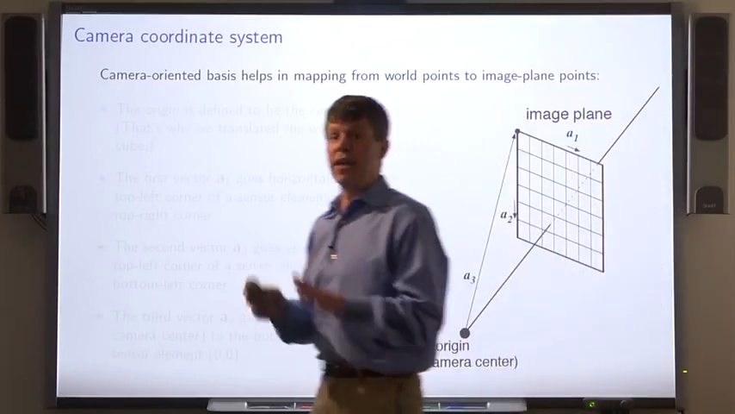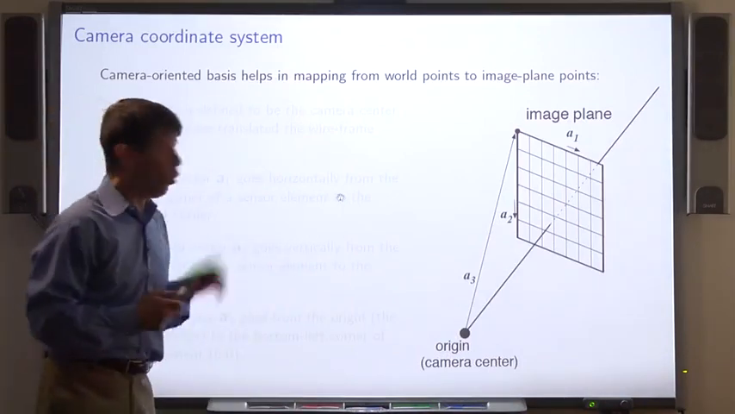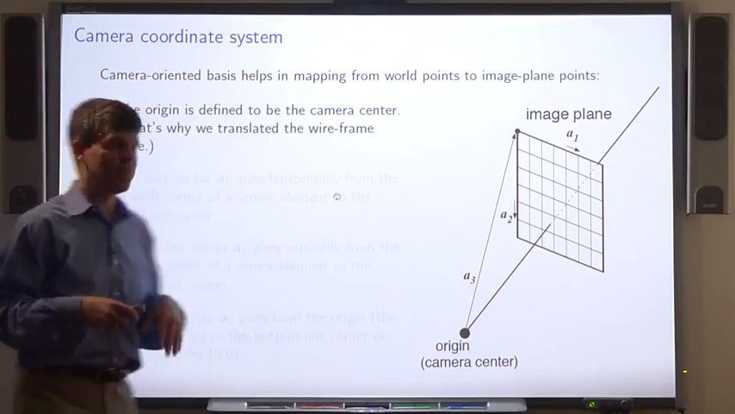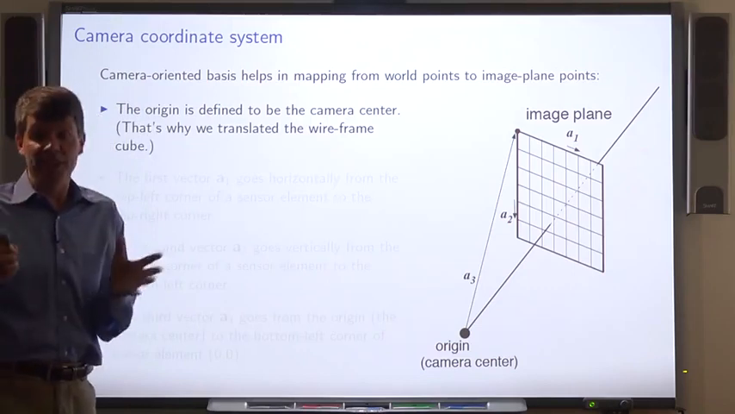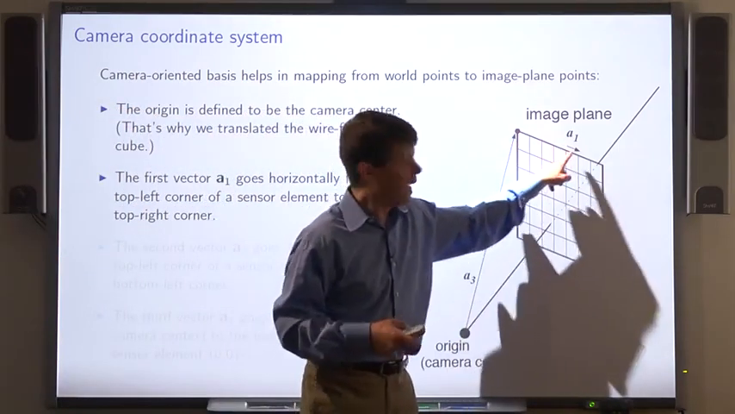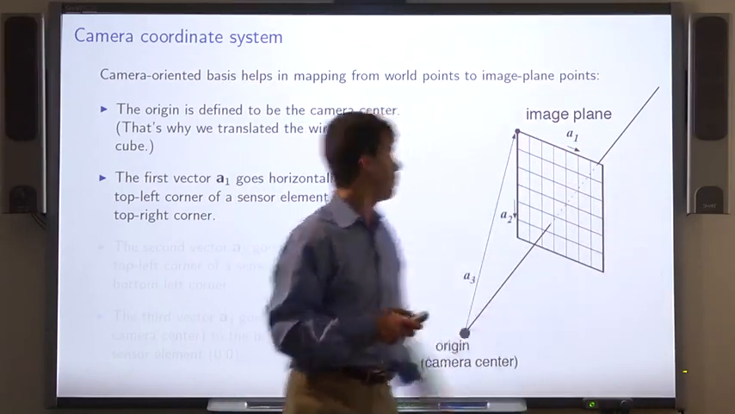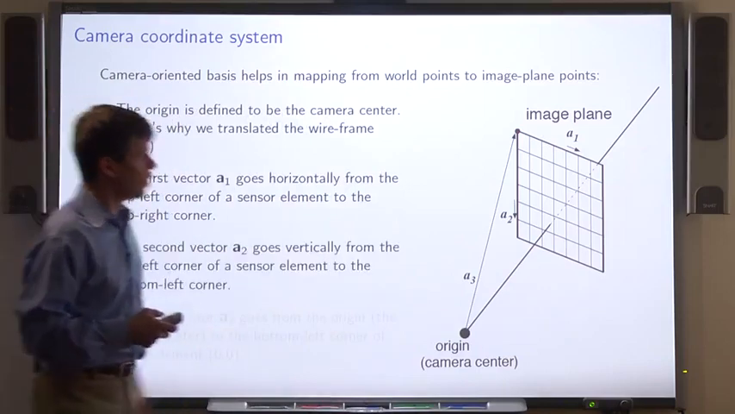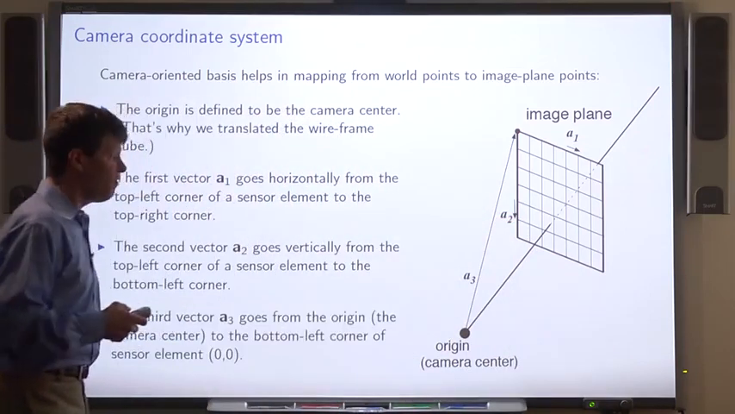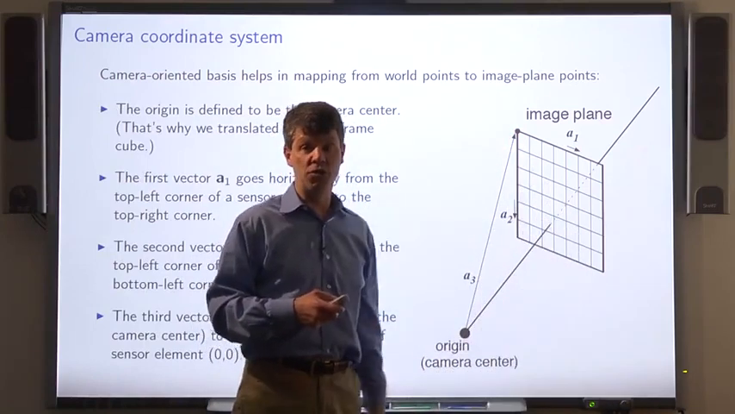We're going to do that using a specially designed basis, which I'll call the camera-oriented basis. The origin is defined to be the camera center. That's why we had to translate that wireframe cube to get it somewhat away from the camera center, the origin. The first vector in the basis goes horizontally, and I'm just going to make it the length of a pixel, the length of a sensor element in the sensor array. The second vector in the basis goes vertically, the length of a sensor element. And the third vector goes from the origin to, say, the top left corner of the sensor array.